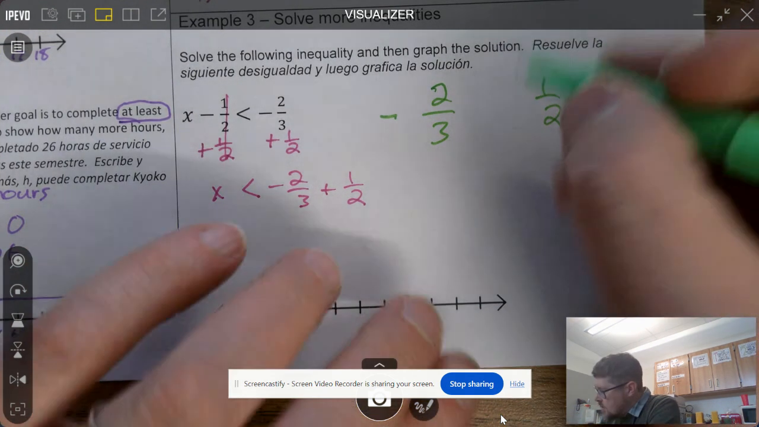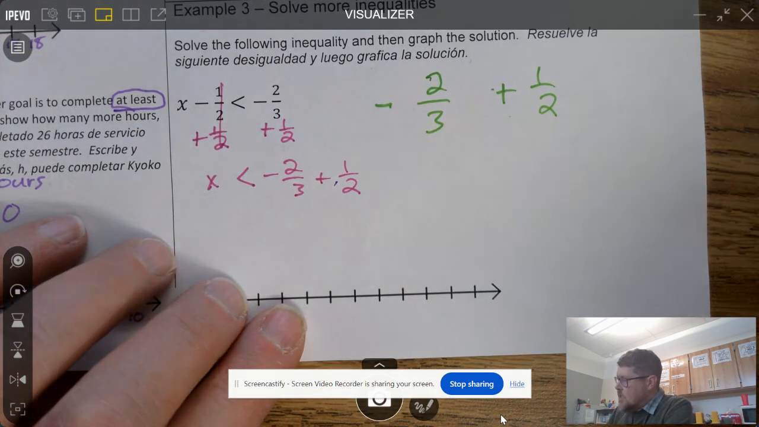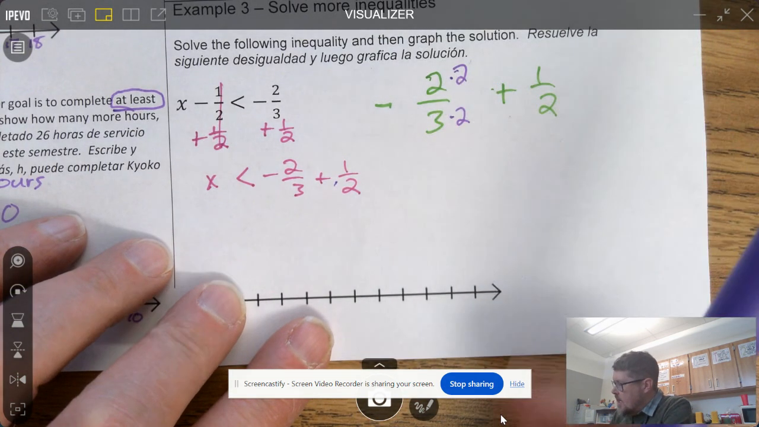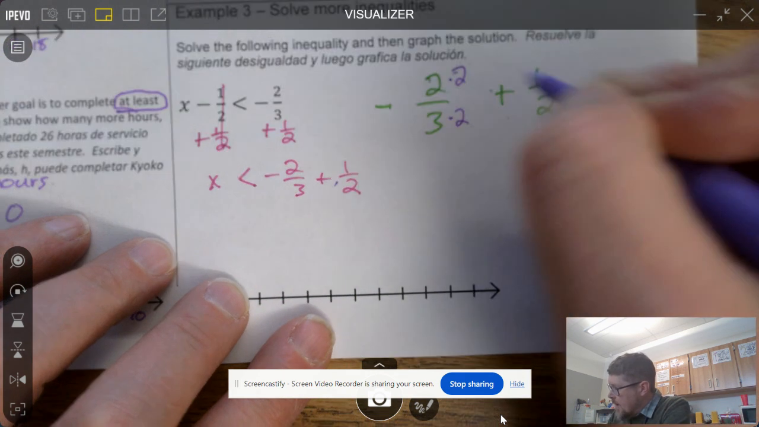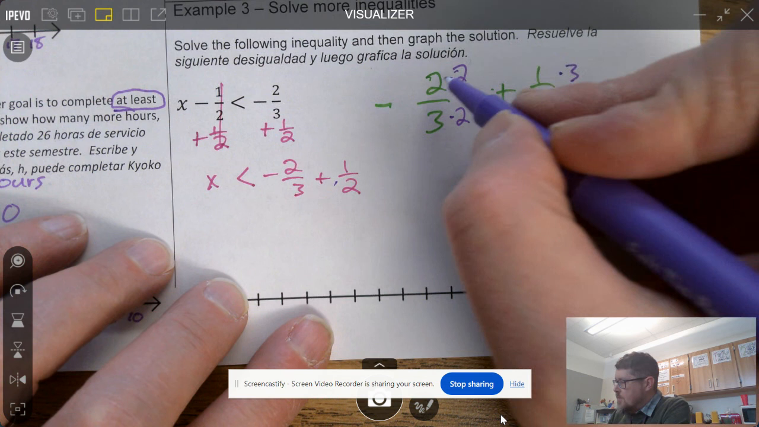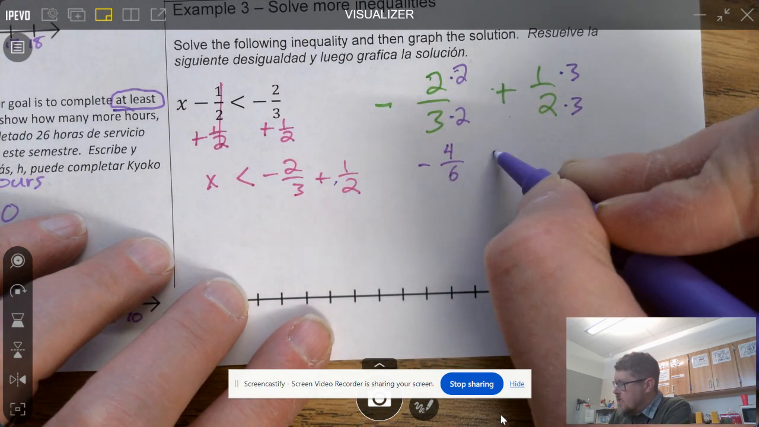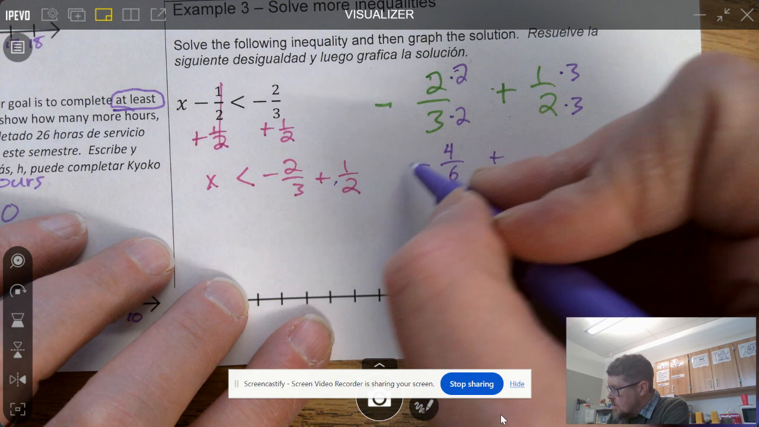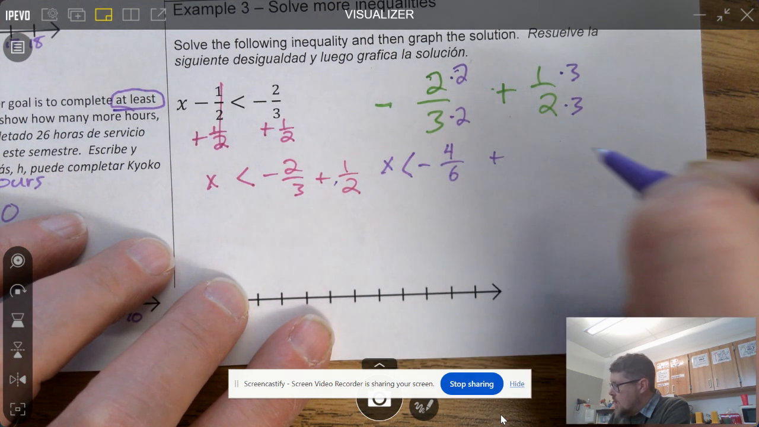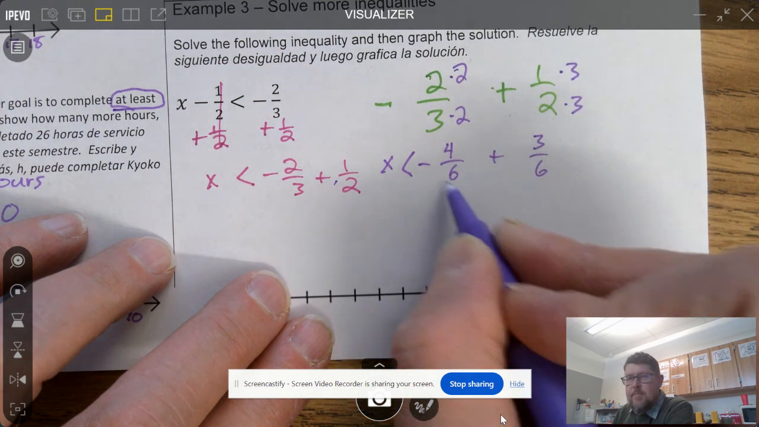Let me just put this in here. Okay, because it's plus. So we multiply the top and the bottom by that denominator, and then we multiply the top and the bottom here by this denominator, the number on the bottom. Okay, 2 times 2 is 4, 3 times 2 is 6. So this becomes negative 4/6 plus, and let's see, you've got x is less than all this, right? And then 3 times 1 is 3, 2 times 3 is 6. So now we have the same number on the bottom.